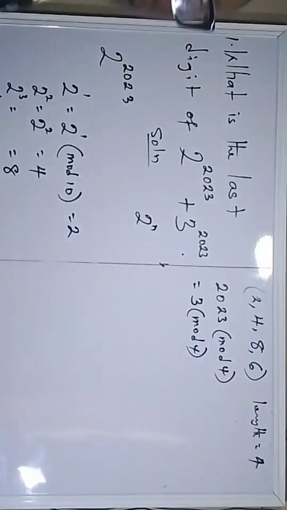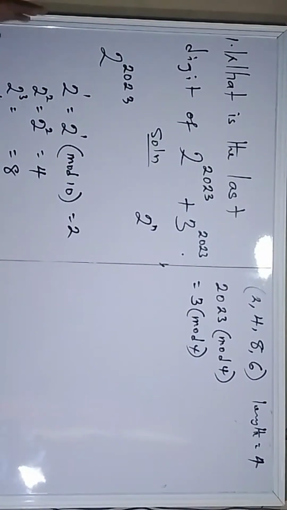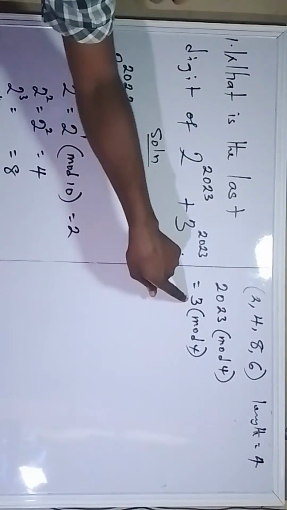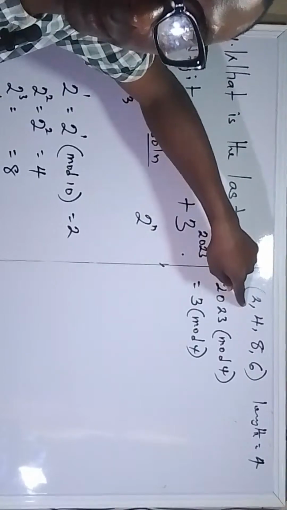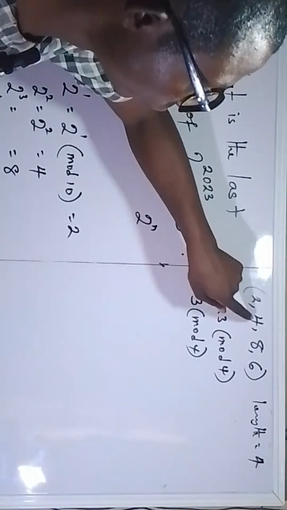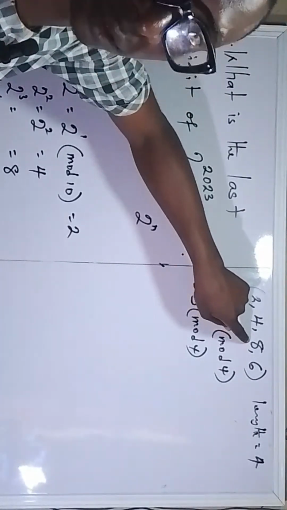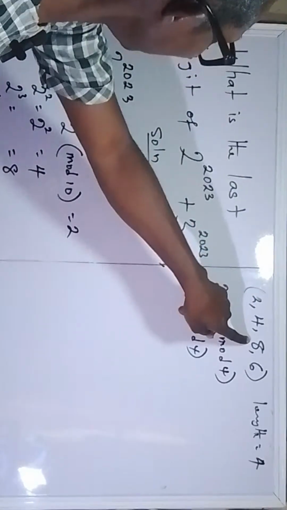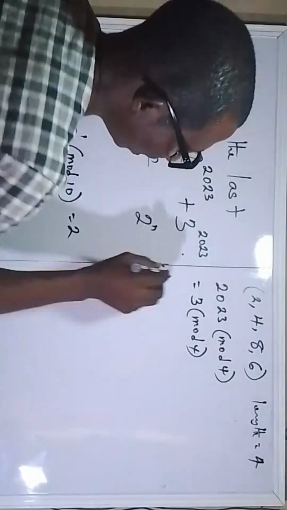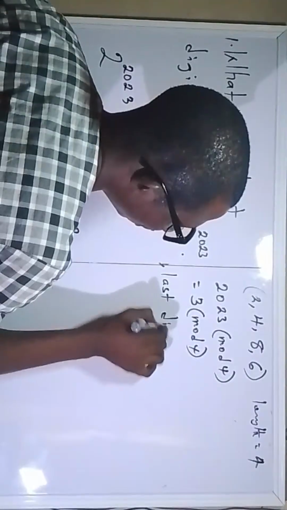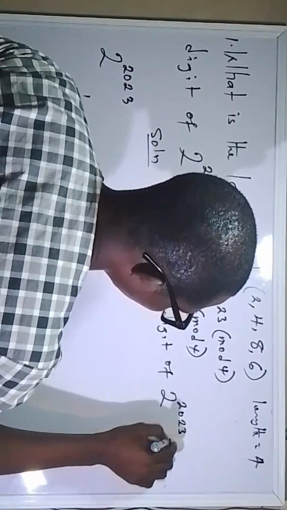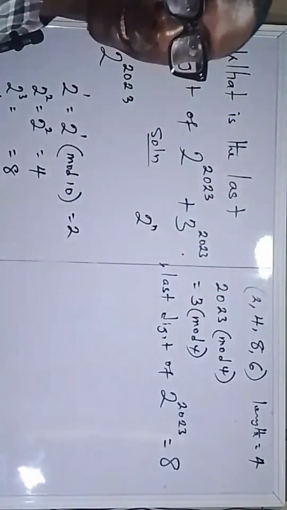Okay, so the final thing now is to count. The answer here is 3. So you come here and count 3 digits from the front. We have 1, 2, 3. Now look at it, 1, 2, 3. So this is the third one. So that means the last digit is 8. So the last digit of 2 raised to the power of 2023 is 8. Hope you get that now.